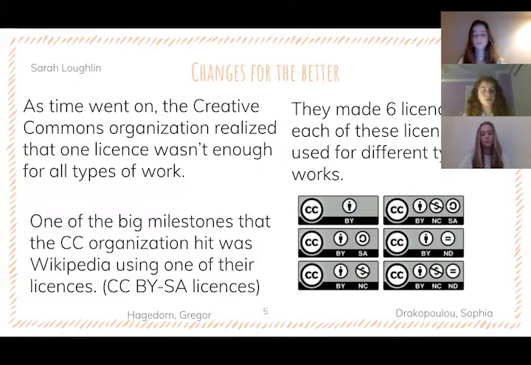So as time went on, the Creative Commons organization realized that one license wouldn't be enough for all the different works that could be under that license. So they made 5 other licenses, which will be explained later. These licenses are used for all different types of works and the work's intent. If someone wants to adapt and add on to a work and use it in, let's say, an advertisement, there's a certain license for that. One of the big milestones that the Creative Commons organization had hit was in 2009 when Wikipedia and other wiki groups had started using their licenses.